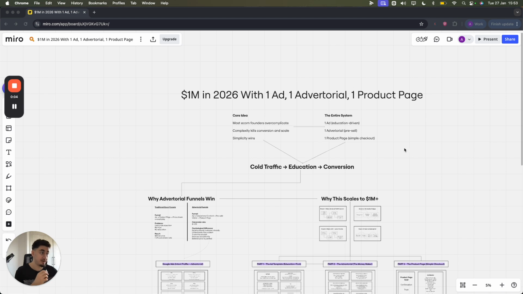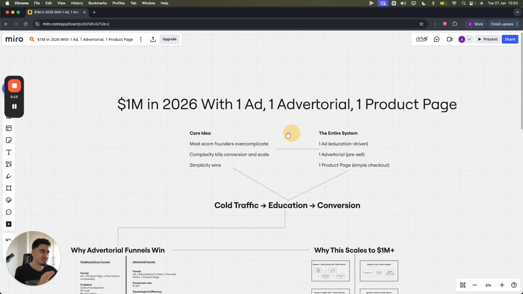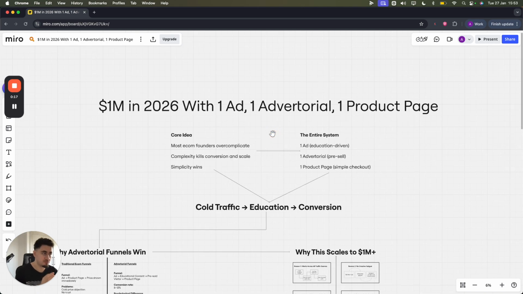This one, we're going to go over advertorials and how to make $1 million this year with advertorials, right? So, first things first, I want to make one thing clear, right? Don't expect this to be a silver bullet to your ecom problems, right?